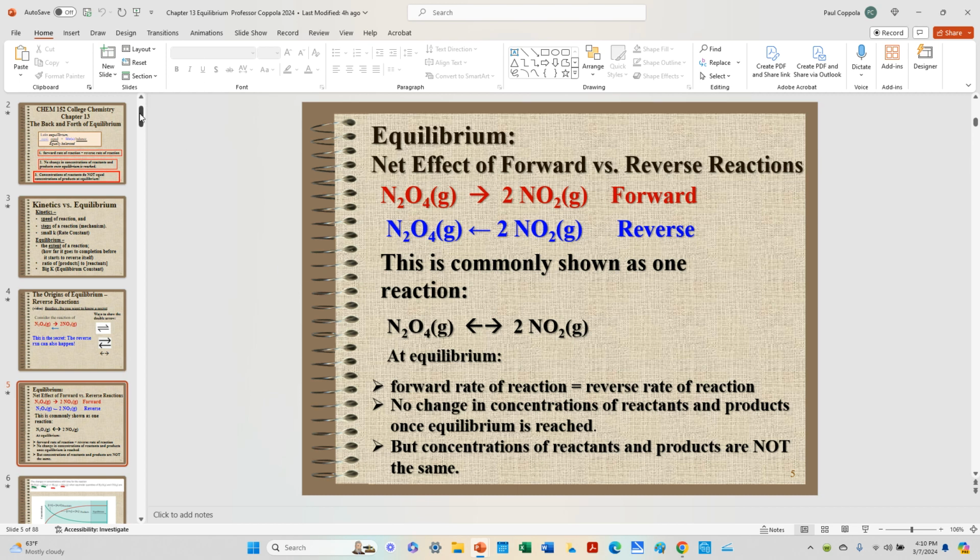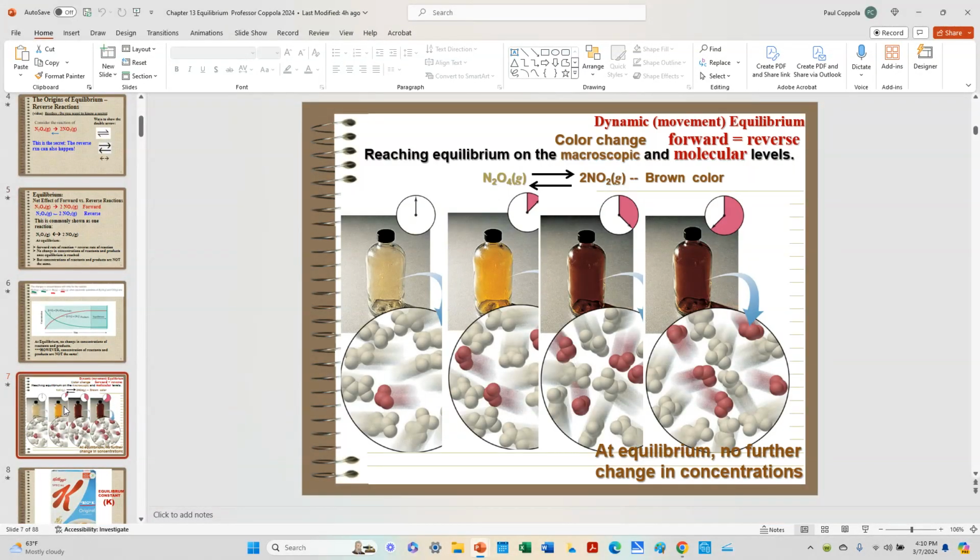Okay, let's go to slide 7. Now remember, there's a difference between the macroscopic view and the molecular view. The macroscopic view, once equilibrium is reached, there's no color change. So here you have a certain amount of NO2. And you also have a certain amount of that. In the beginning, it's all N2O4. And at the end, it's mostly the NO2. However, at the macroscopic level, the color doesn't change anymore.